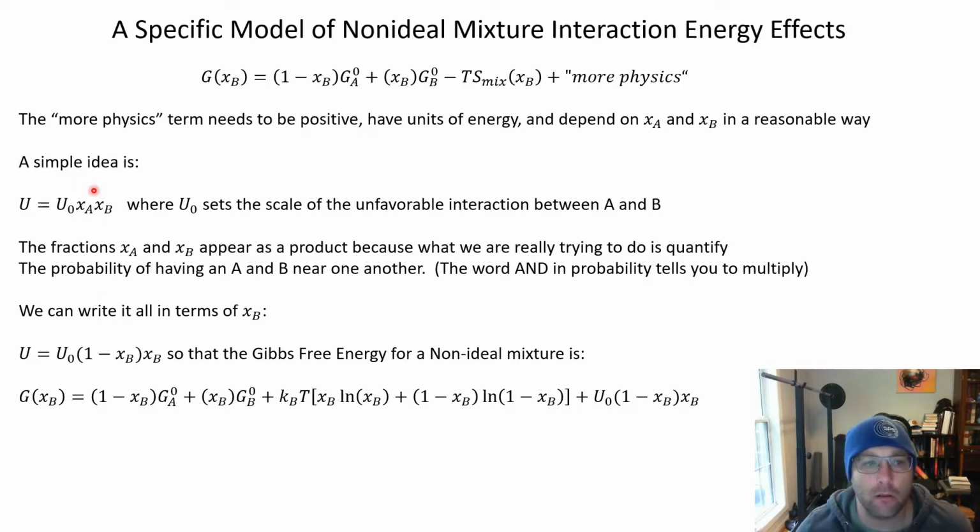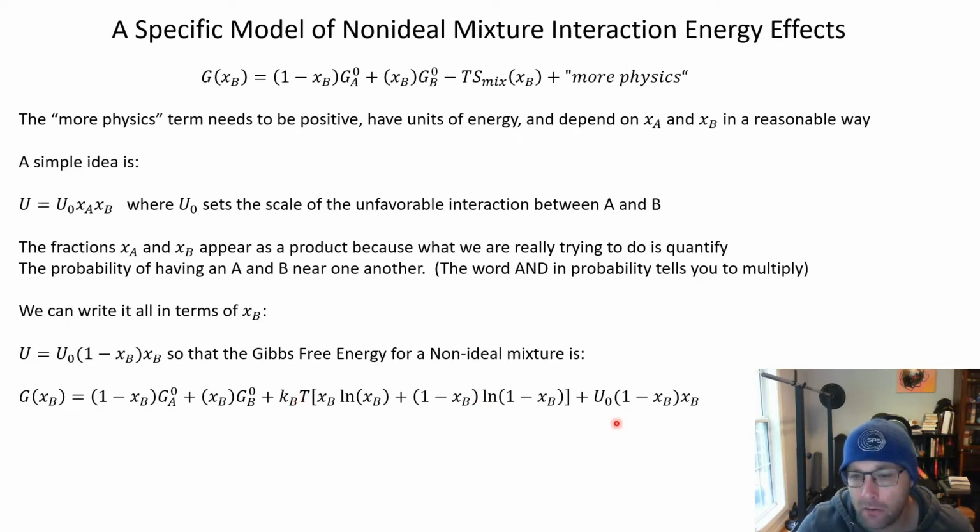So we want to write the expression here that we've guessed in terms only of x sub b, because x sub a and x sub b are not independent. So we just substitute in x sub a is 1 minus x sub b. So now we can write out the whole Gibbs free energy for a non-ideal mixture. It's the isolated free energies of the species. Those are those first two terms.